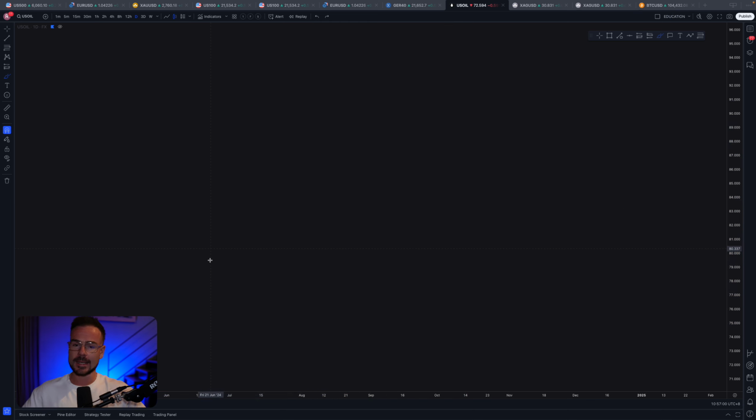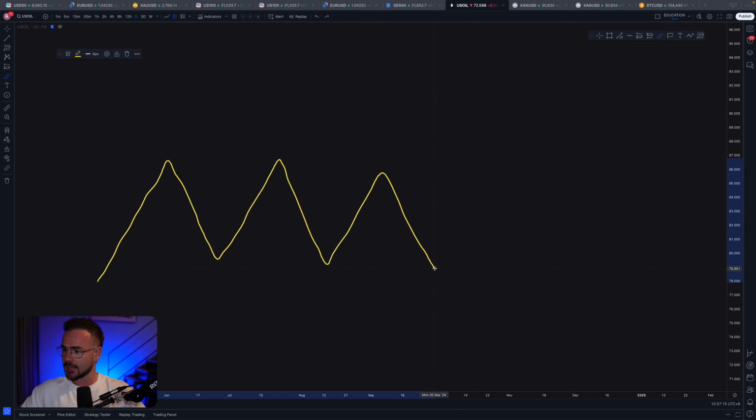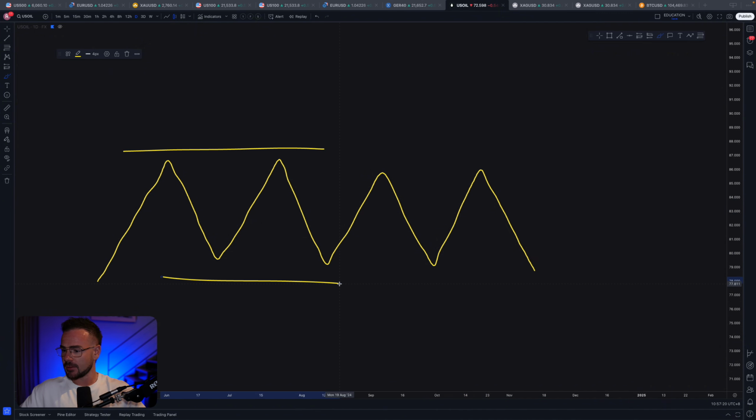Okay, so we need to understand the context. We can be alternating between a ranging market and a trending market all of the time. And it's really important to understand the context of the time frame we're using and the type of trades we're looking to take. So when we're in a ranging environment like this, the highest probability trades are going to be at range high and range low.